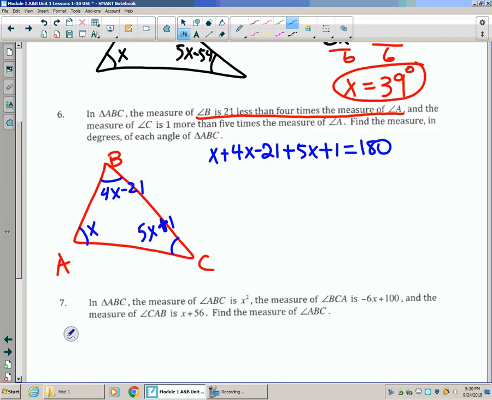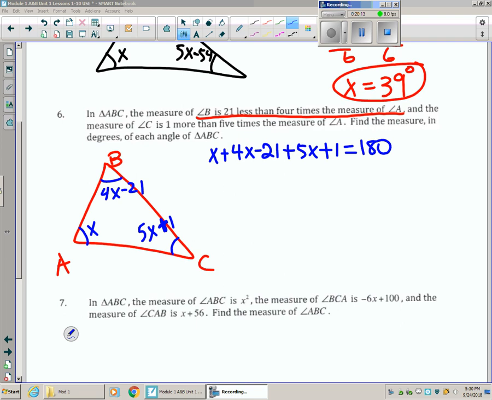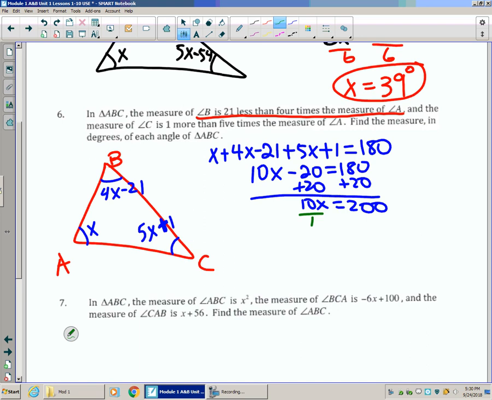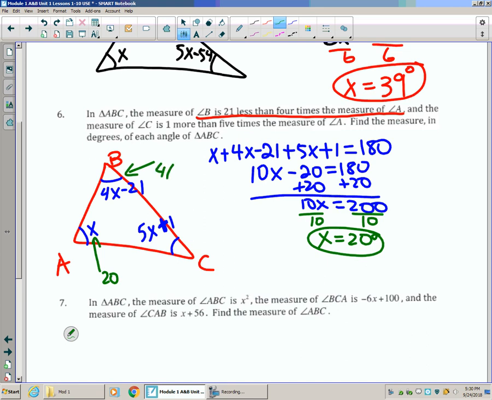I'm going to pause the video and do some algebra. All right, I'm almost done with this step. I'm going to divide it by 10 and I see that actually x is equal to 20. All right, 20 degrees. And that was what angle A is equal to. That was 20 degrees. In this case, angle B, I would have to substitute.